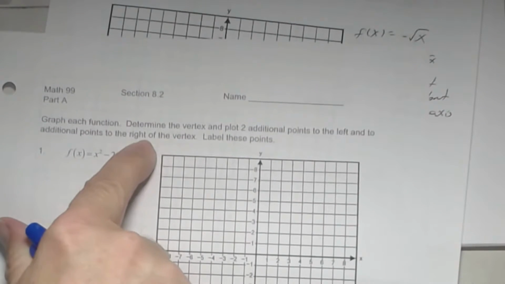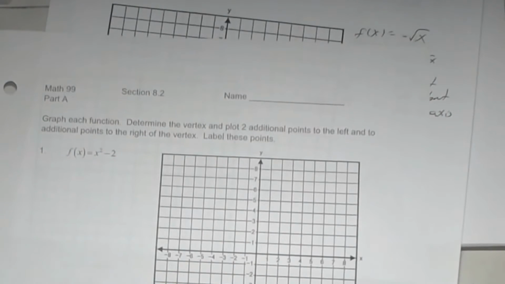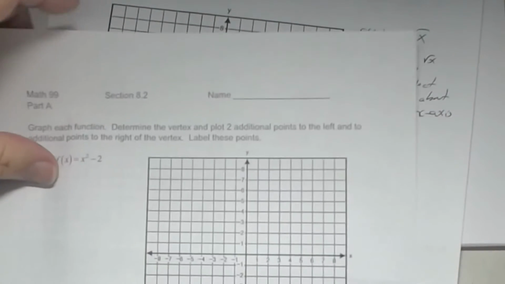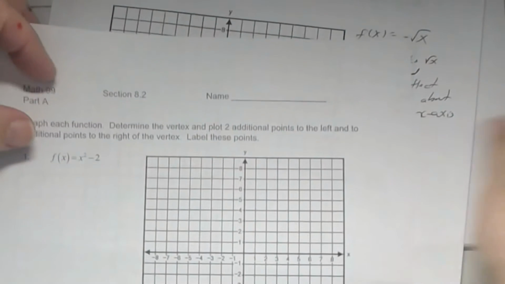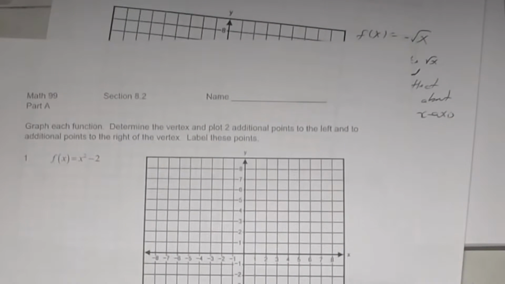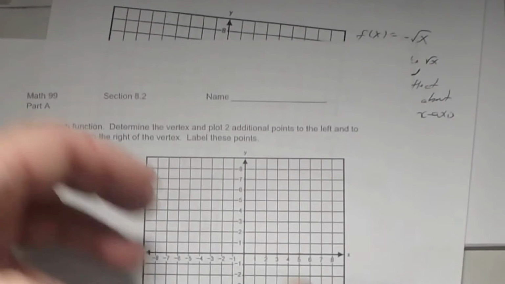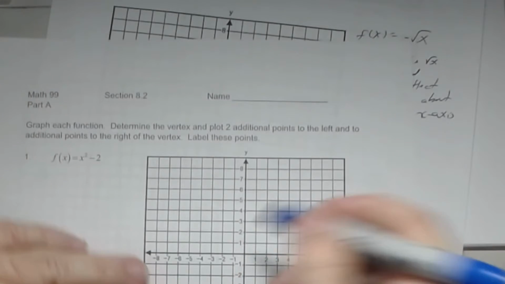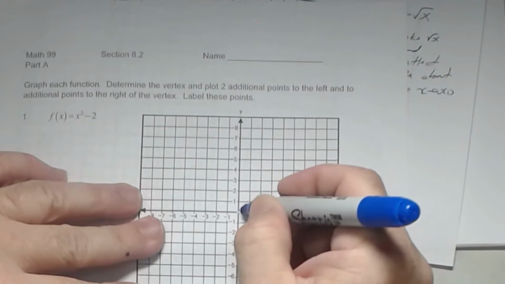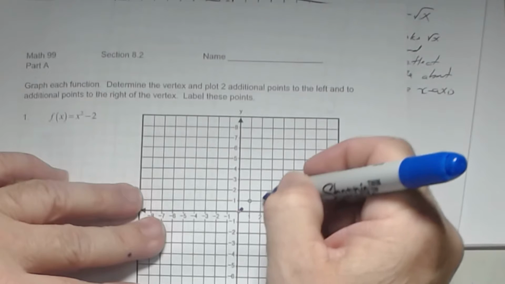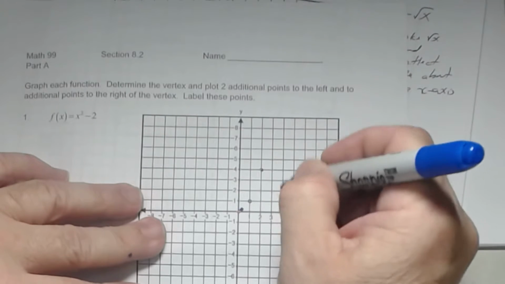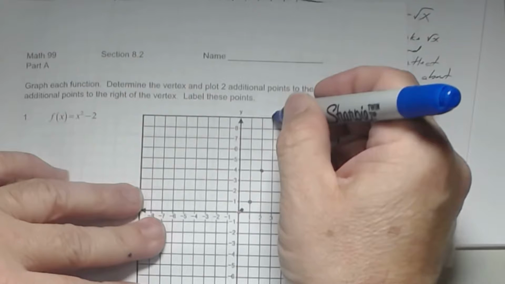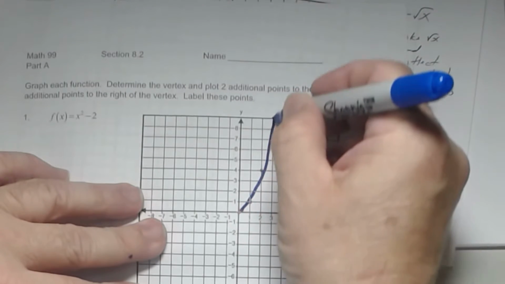Okay, so it says graph each function, determine the vertex. The way I want you to do this, of course the directions don't say it, but I need for you to do it this way. You're going to graph your parent function first, right? And then your parent function has that vertex. You all should know what the parent function looks like. This is your parent function, 3, 9, right?